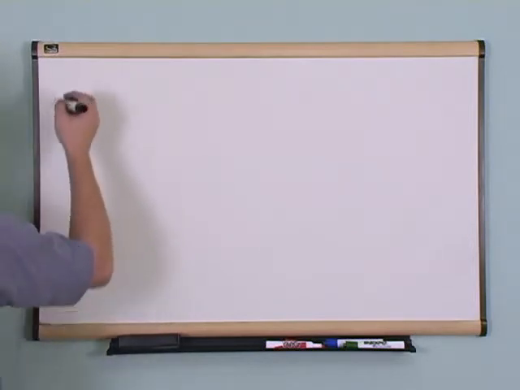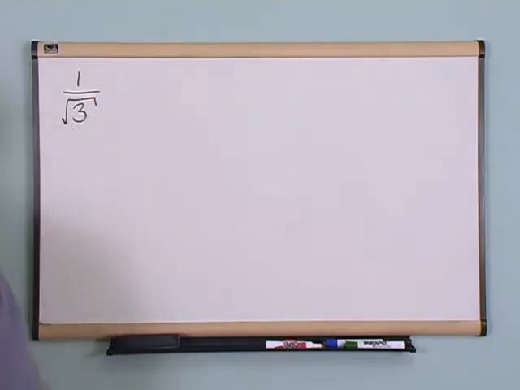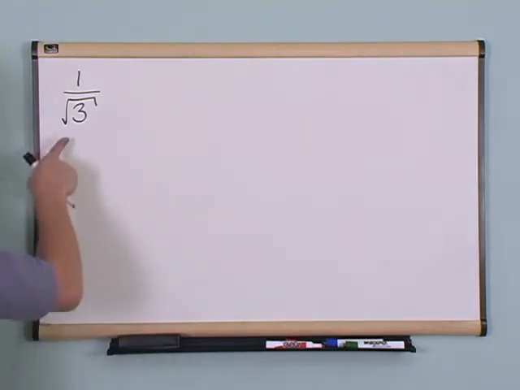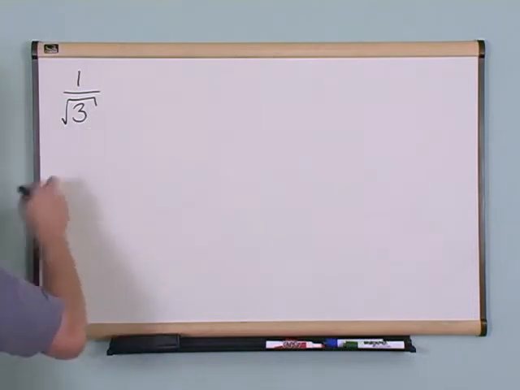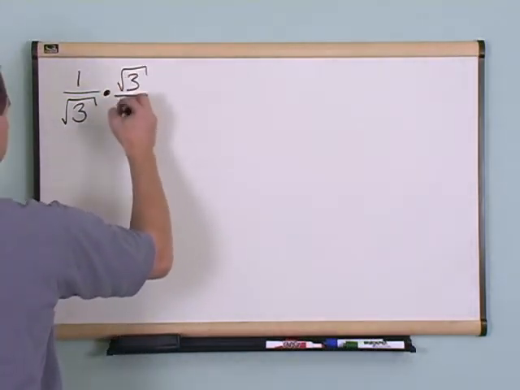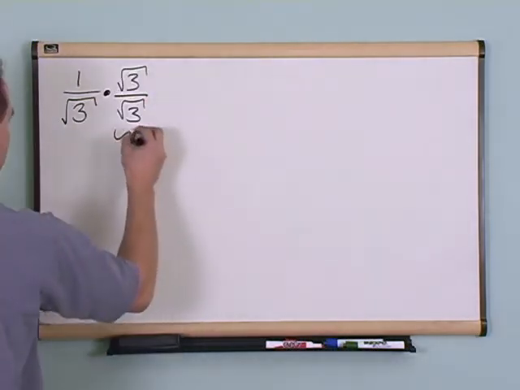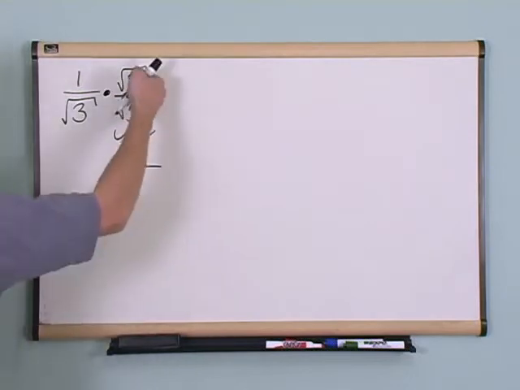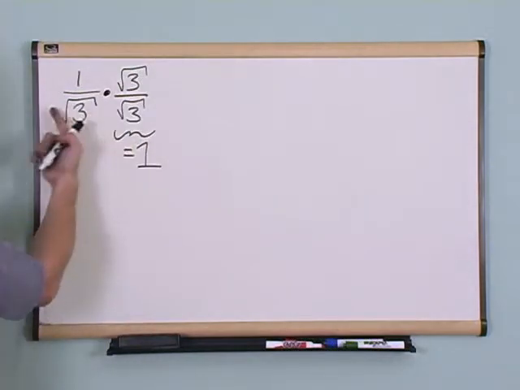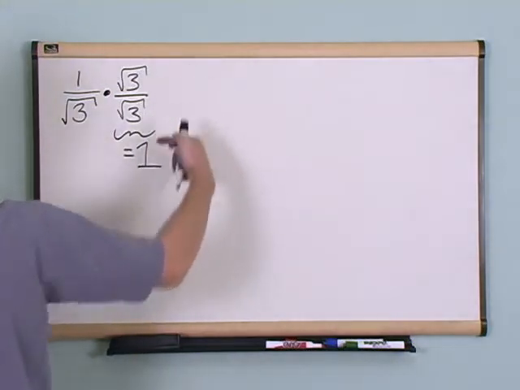Okay. What if I have 1 divided by the square root of 3? I've already told you that mathematicians don't like to have square roots in the denominator, so to get rid of this, I'm going to multiply top and bottom by the square root of 3. Because really what you're doing here, this quantity is equal to just 1. Anything over itself is 1. So I haven't changed the problem by multiplying by 1. I've just written the number 1 in this funky manner that's going to help me.